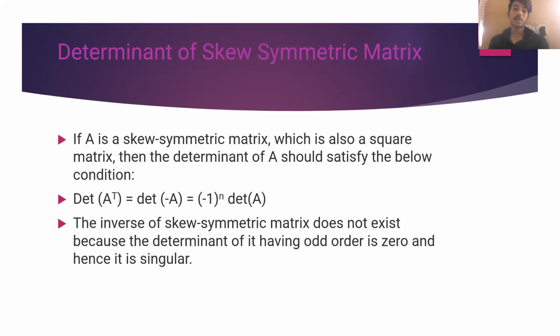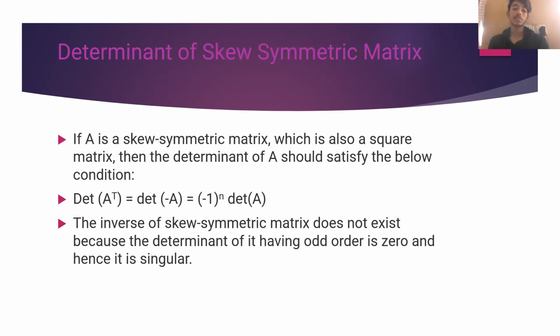Determinant of a skew-symmetric matrix. If A is a skew-symmetric matrix which is also a square matrix, then the determinant of A should satisfy the below condition: det of A transpose equals det of minus A equals minus 1 whole to the power of n, det of A.